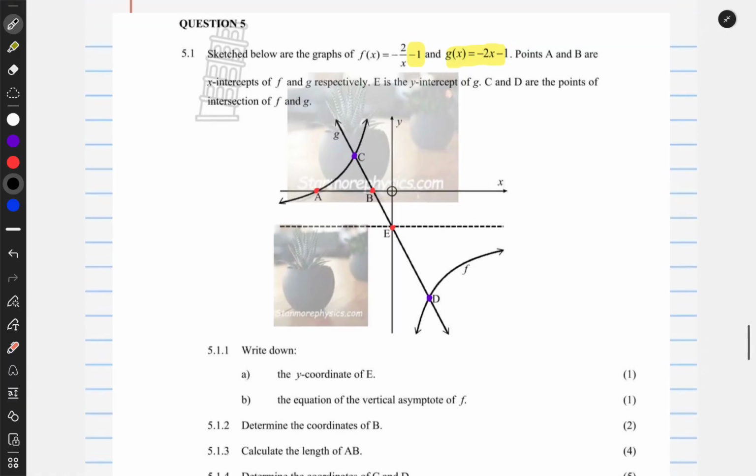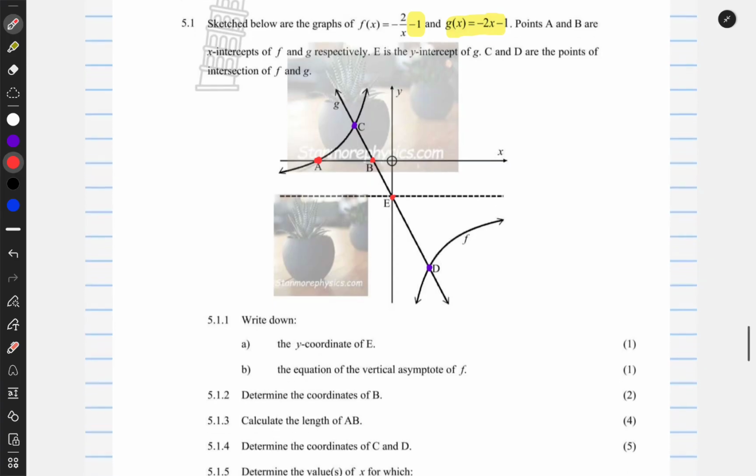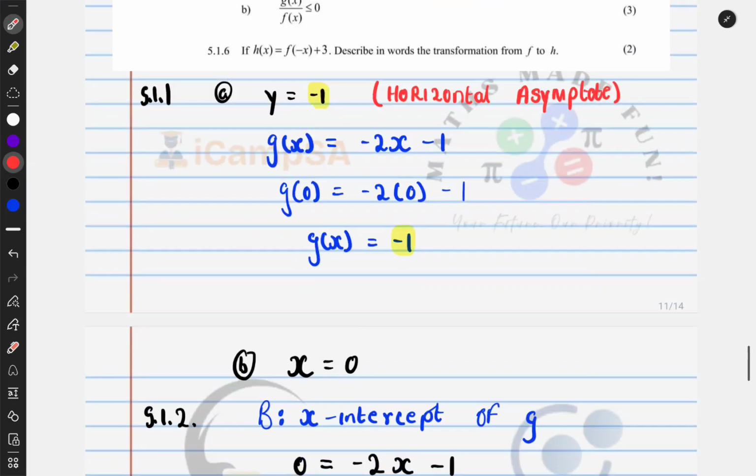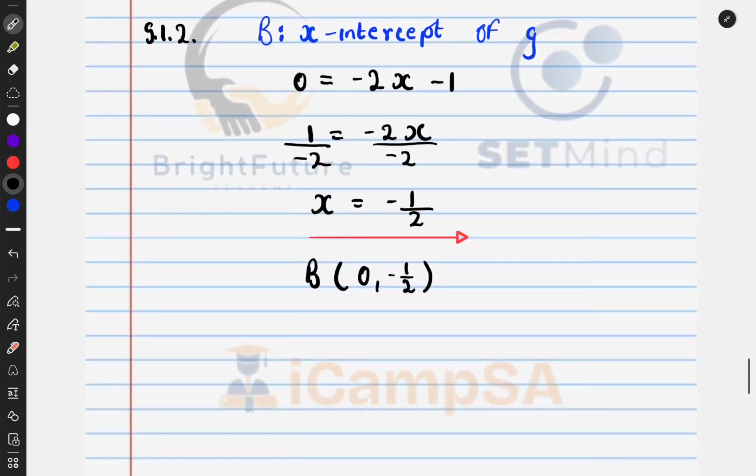Okay, so in order to be able to calculate the length of AB, we need to also know the coordinates of A. And in order to find the coordinates of A, what is A? A is the x-intercept of the graph of f. So for the x-intercept, y is equal to 0. Let's solve for the coordinates of A, and then we'll be able to calculate the length of AB by using the x values.